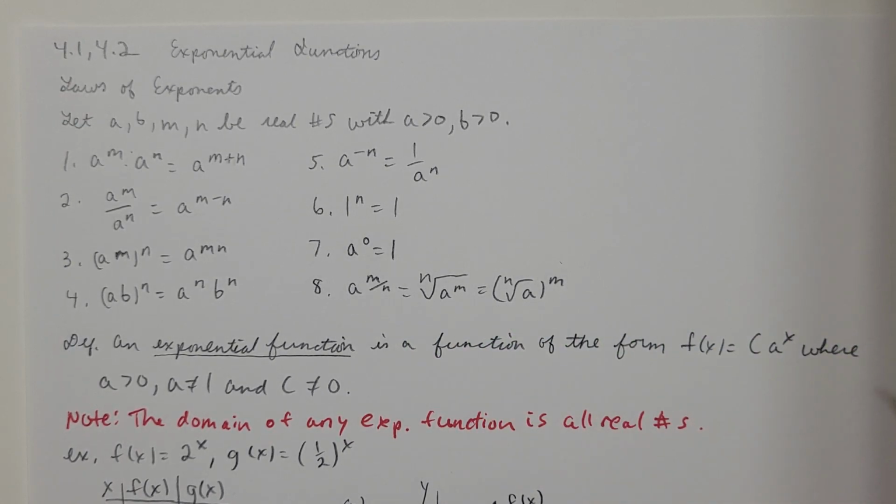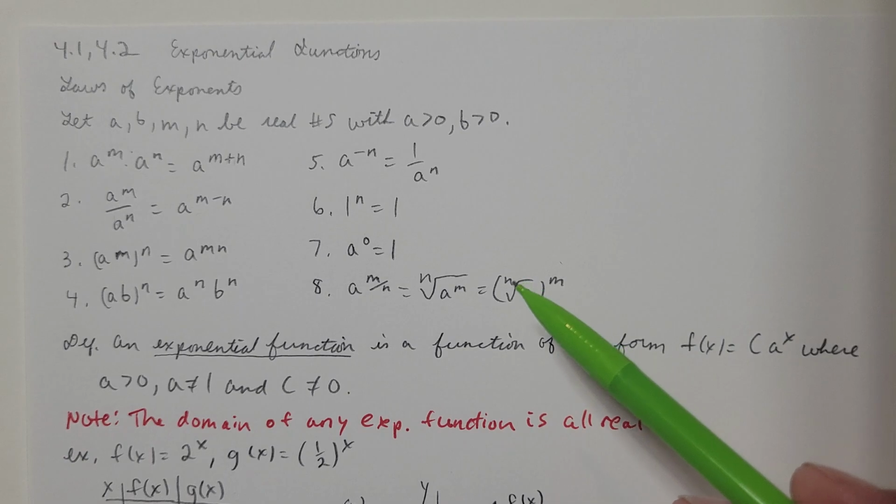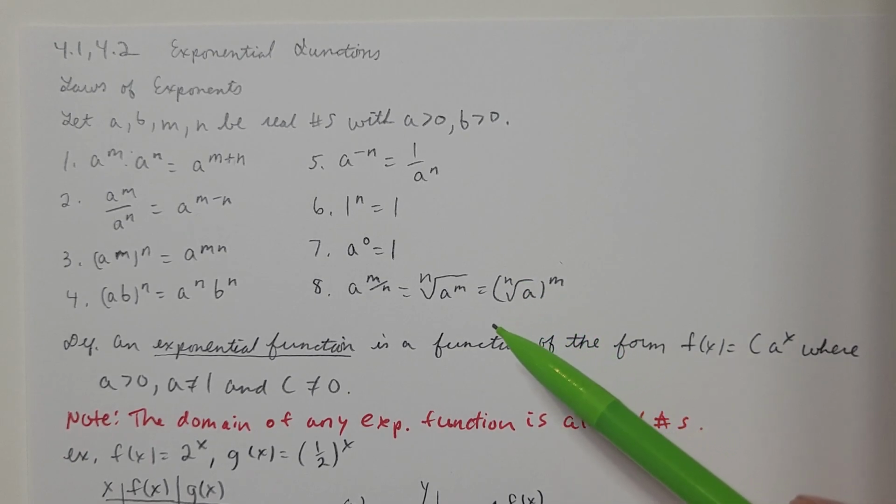Law 8: a to the m divided by n power. So I have fractional exponents, and I can write that using radical notation. So a to the power m divided by n is the same thing as the nth root of a to the mth power, which is also going to be the same thing as the nth root of a, whatever that is, to the mth power at the end.